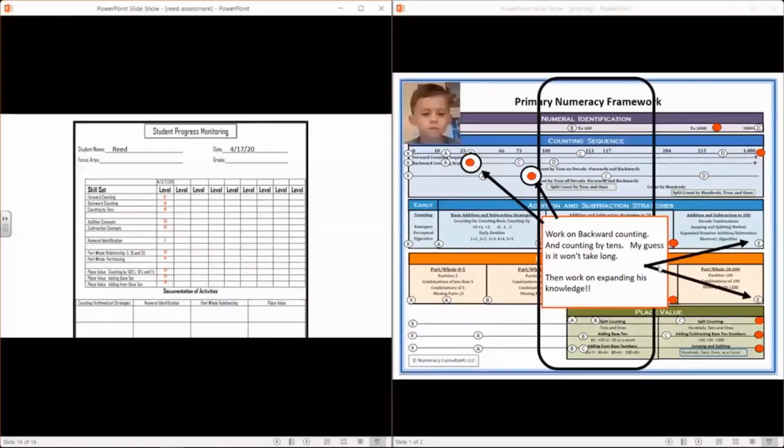And now we can say, okay, look, this isn't just about interventions. It's about what do we need to do to move him forward. So now we're going to work on addition level E and part whole level E. And remember, you can't test at a level E. The highest you can test is D, but E is your curriculum, what you would work on. So now we're going to take a look. Okay, we're going to use our books. Let's see what he, what Reed, would work on.